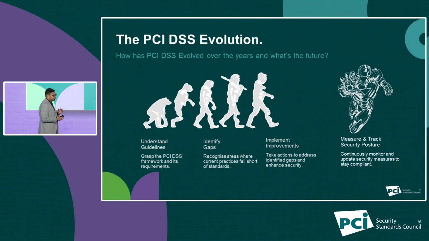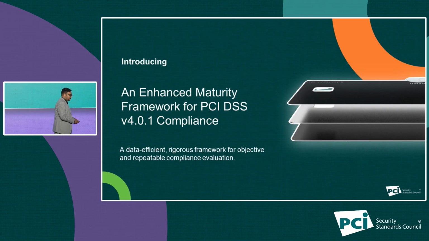Now, since we are here, the next step, which I've tried to portray like Iron Man, the next age, which is the age of AI, is to measure those risks that have been found out so that it goes as a feedback loop into the system that you are using, and it becomes more effective. So what I want to introduce today is an enhanced maturity framework for PCI DSS version 4.0.1 compliance.